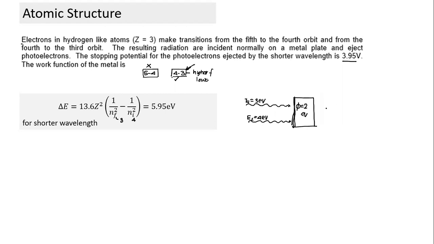So if this falls onto this, what would be the stopping potential here? If two radiations fall onto a metal plate, what would be the stopping potential in this case? Kaushik, can you tell me what will be the stopping potential if two radiations are falling? Kaushik?